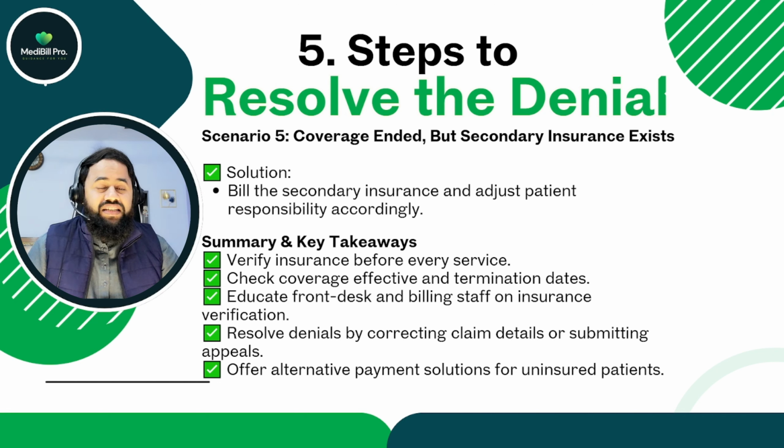Okay, so these were the 5 best methods or solutions you can use whenever you have that kind of denial, where the member is no more active with the insurance company, like CO-22, CO-24 or CO-26. So what should be the summary of this one and key takeaways?